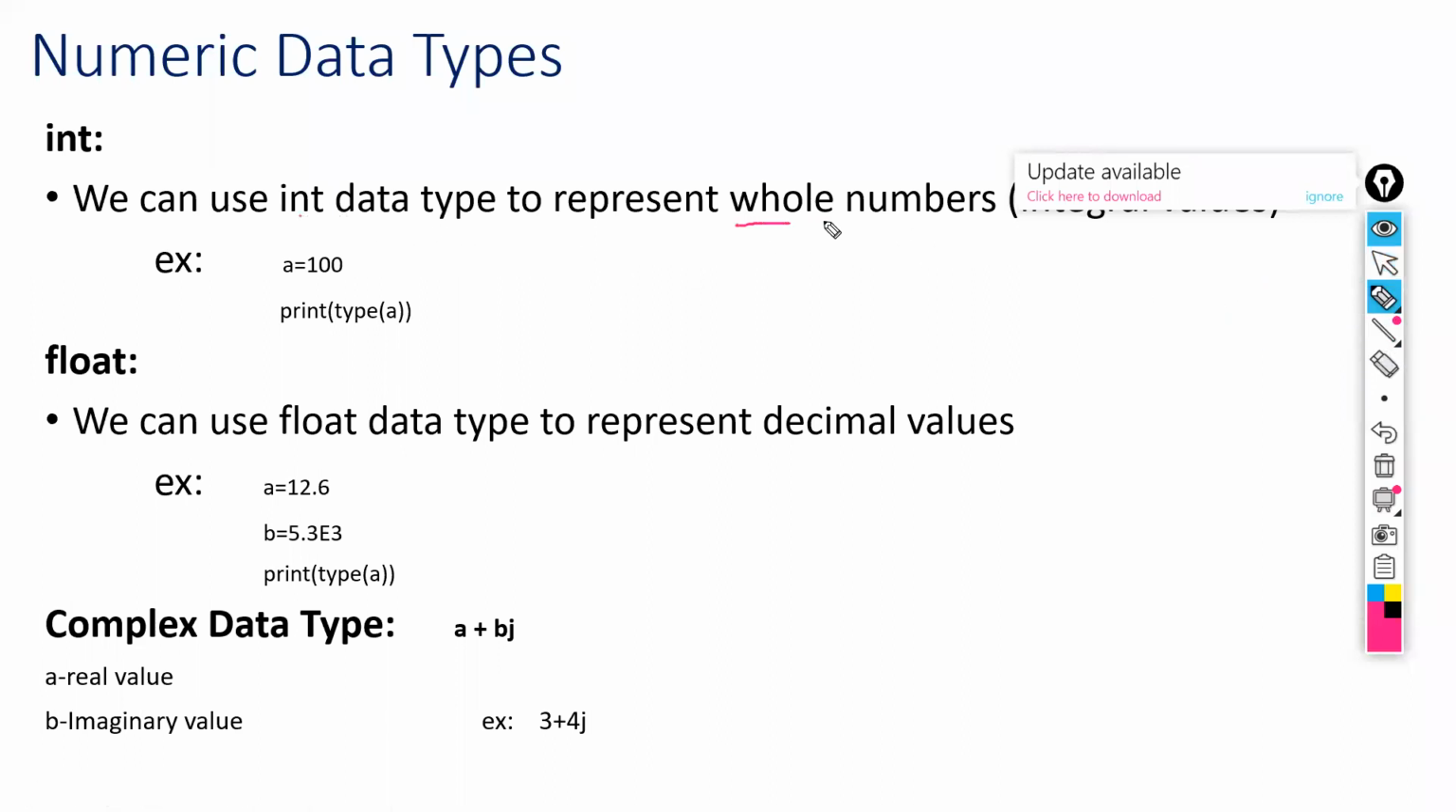It's not whole number, just a small correction. One of the students has raised that. I didn't notice this. Actually, natural numbers. Okay, just keep that in mind, and please correct your PPT also. Natural numbers and float, which are decimals, and we can represent them in this format also: 5.3 into 10 to the power of 3, E for exponent of 10.